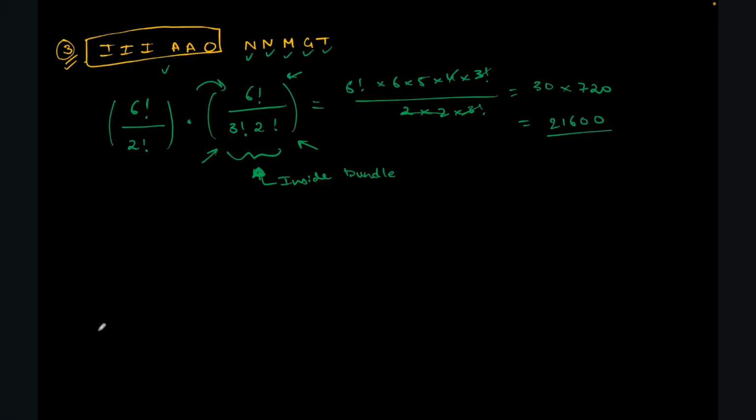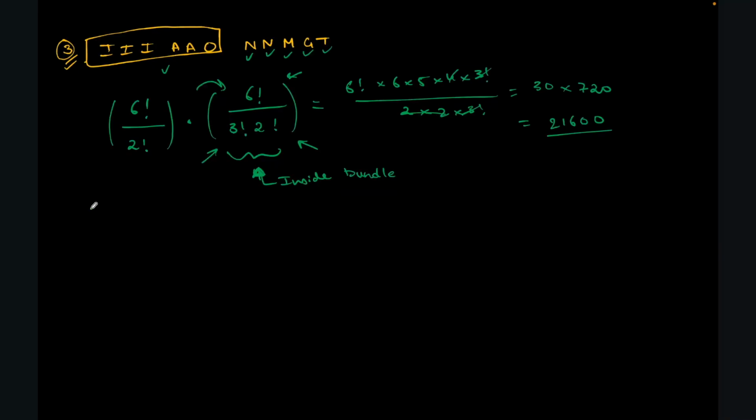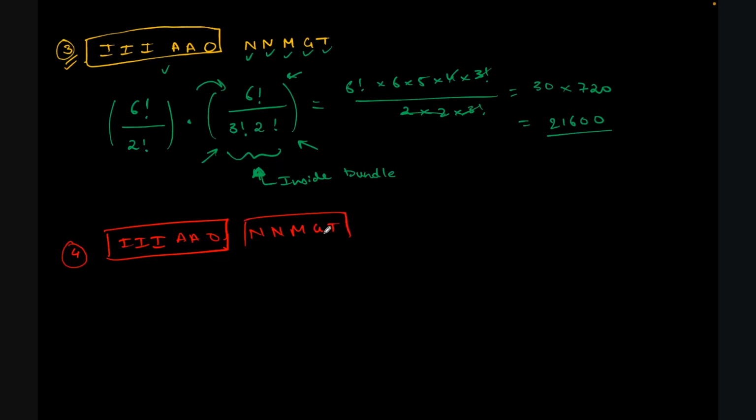Okay, last part. Now the last part says all the vowels and consonants are together. Essentially I can use the same setup as this. I'll just rewrite it again. So I, A, O. This is one bundle. And then we have N, M, G, T. So there are 2 bundles that can be done in 2 factorial ways.